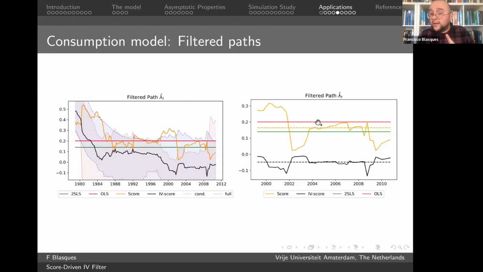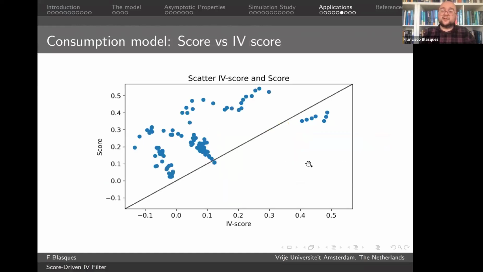If you don't do IV score, and I'm zooming in here on the last number of years, you might still be led to think that a weaker relationship is still present. But if you do IV score, then it just disappeared. So the old concerns are no longer relevant. And this is just a quick comparison between score and IV score here.